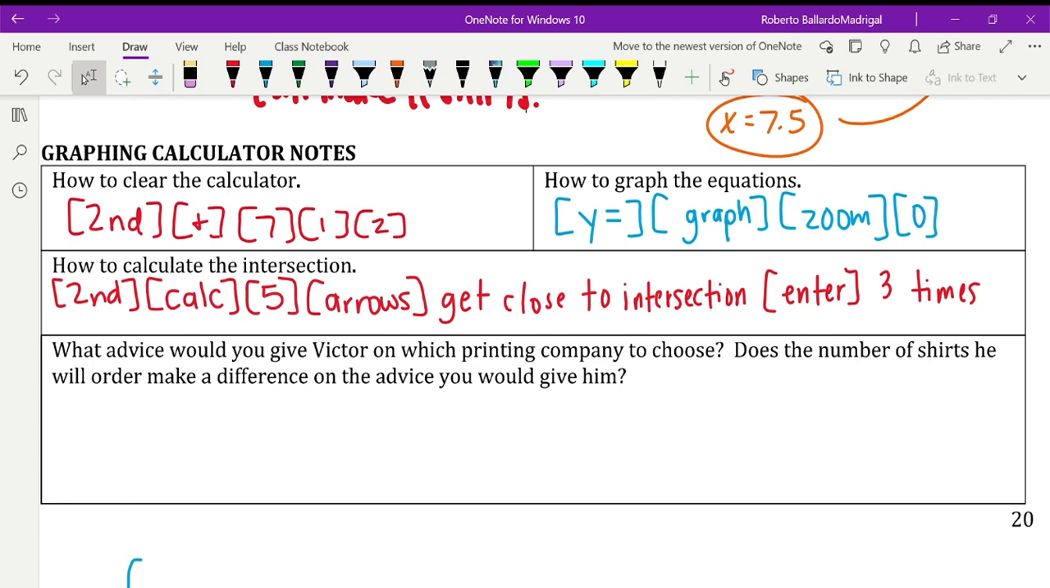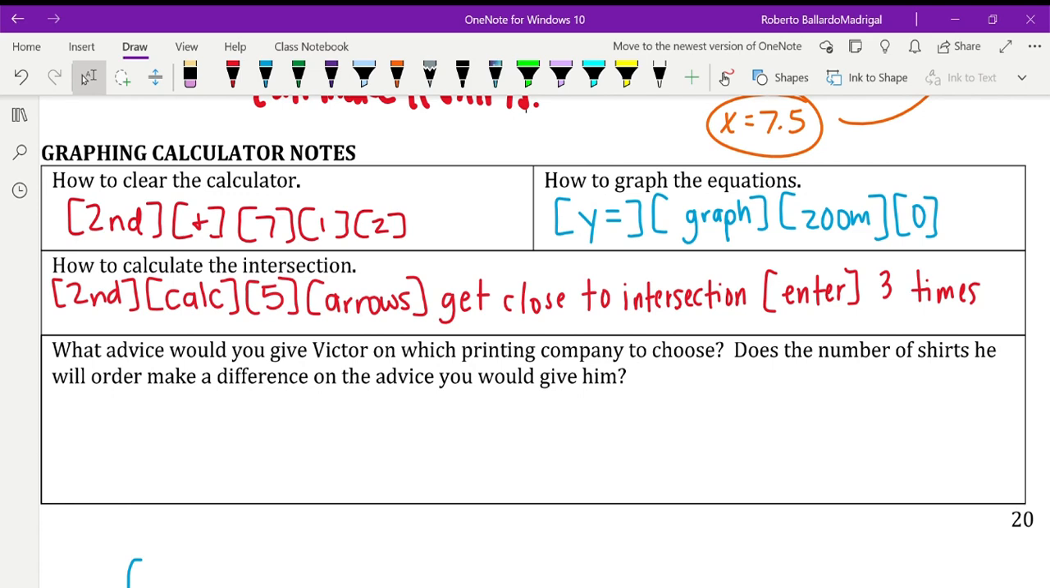Okay, y 7x plus 15, 5x plus 30. Zoom 0. Got it? Okay. Whew. That took a long time. It's because I'm teaching you guys how to do this.